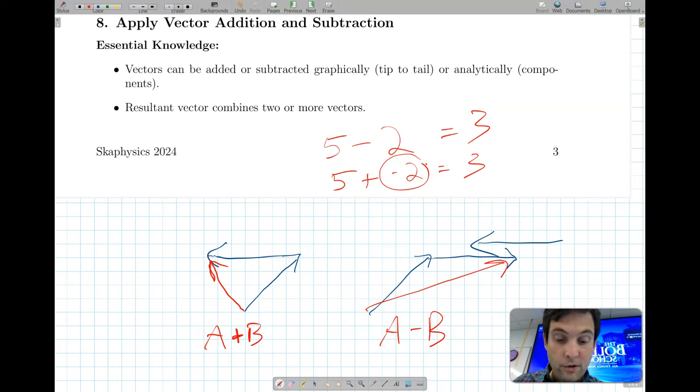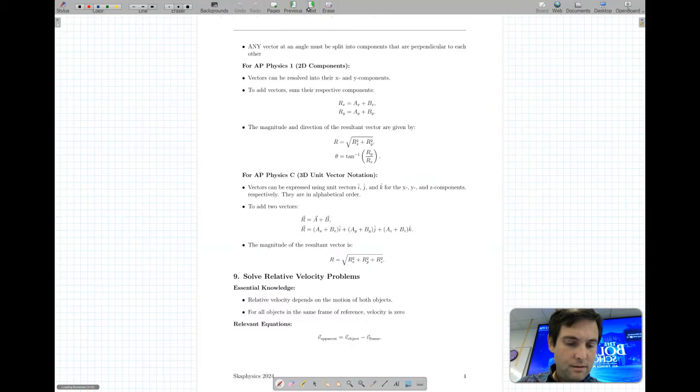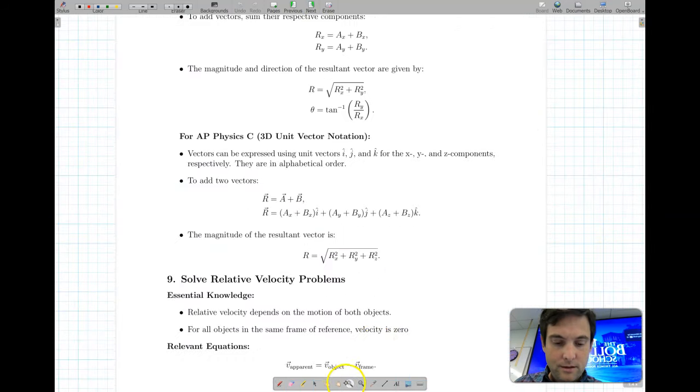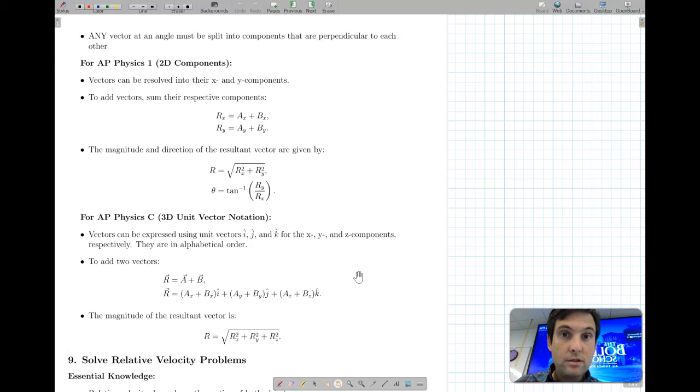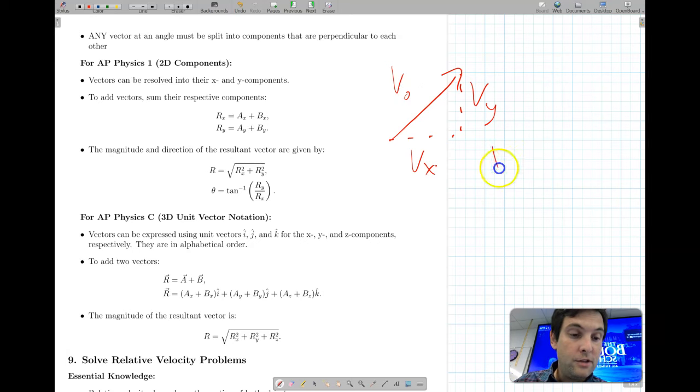Resultant vectors can combine 2 or more vectors. This process works if we have 10 vectors, 3 vectors. You won't see too many vectors because it takes a little while. You should also be able to add vectors mathematically. And we do that, again, by making a right triangle. So if I take my x component, let's say my vx, and my y component, and I wanted to find my velocity, I'm going to do vx squared plus vy squared, Pythagorean theorem, equals v naught squared. A squared plus b squared equals c squared.